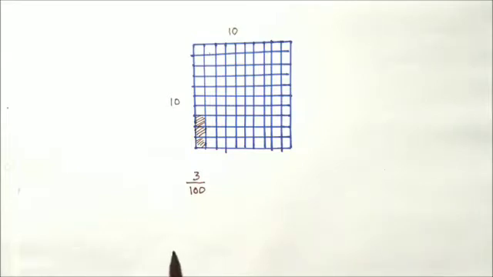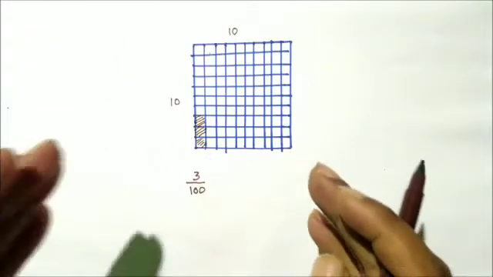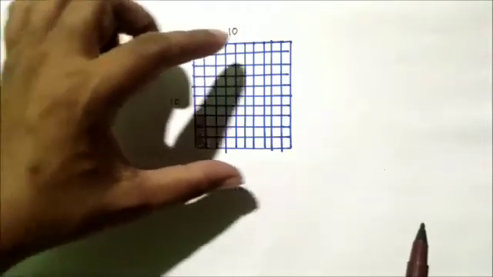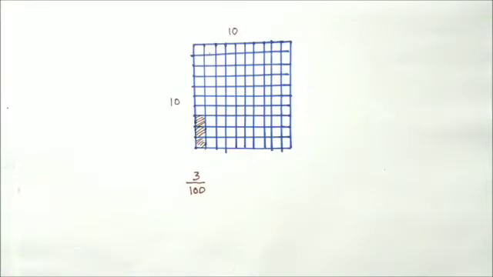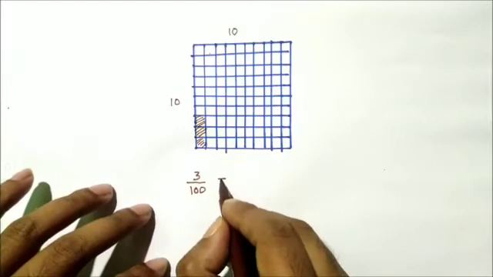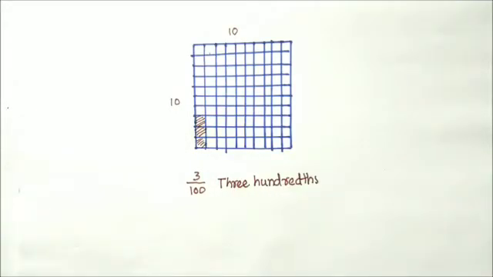In that video we took only 10 small boxes, if you remember, but here we are taking 100 small boxes. So that's why it is called 3 hundredths. Are you understanding my point? I hope it is clear. It is called 3 hundredths.